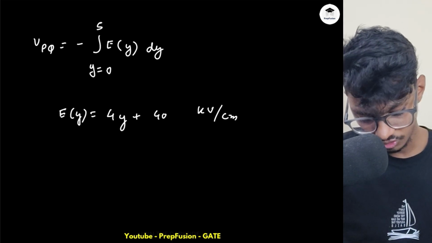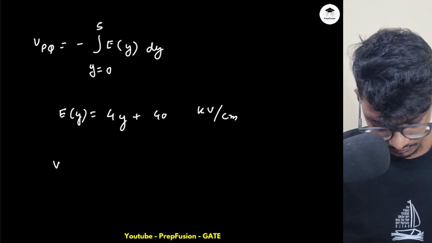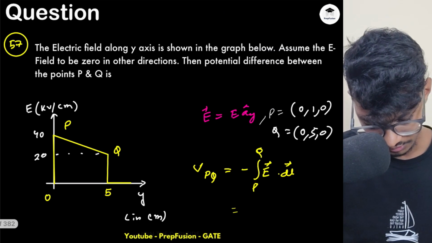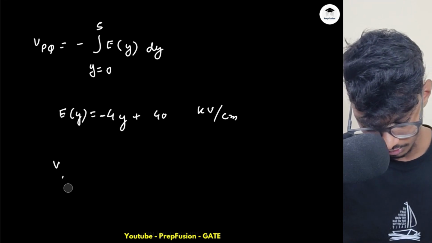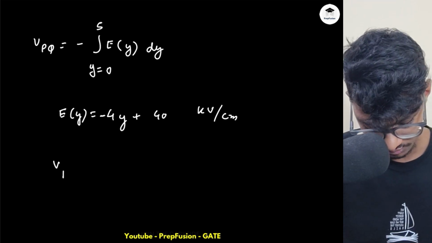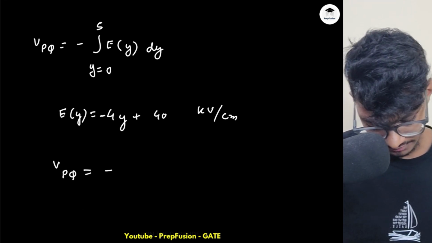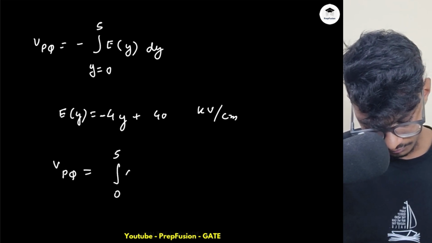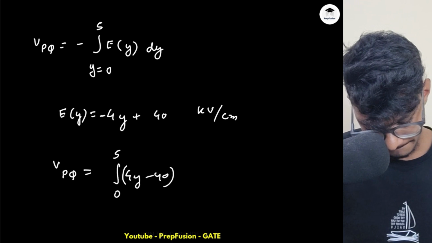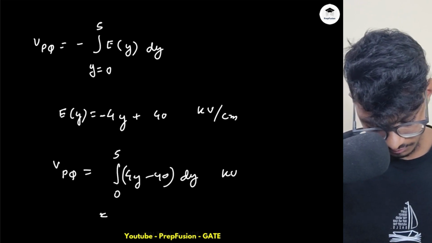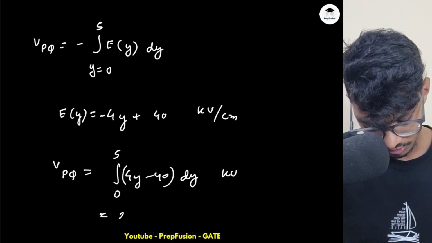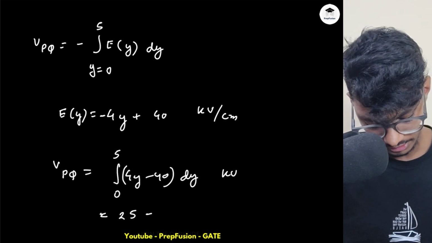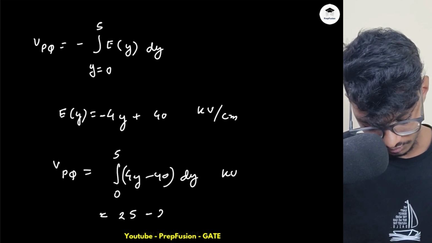So now I can easily solve this. So this will be V. This is minus, negative slope because it is reducing. I hope you all know how to find this; all these things have been taught in basics of calculus. So this will be negative. I can take inside, so this will be y equal to 0 to 5, 4y minus 40 dy in kilovolt. So this will become y square by 2, that is 2y square, so this will be 25, minus 40 into 5, 200.